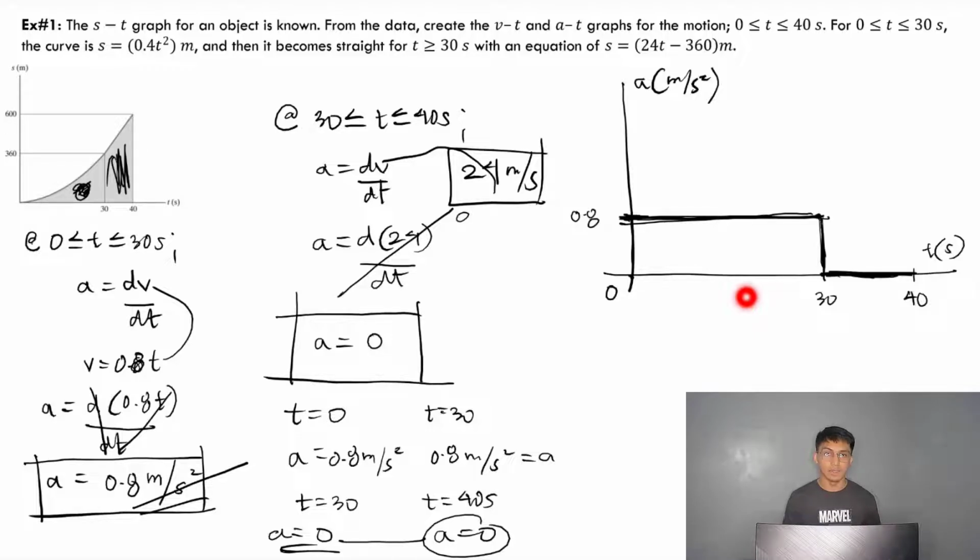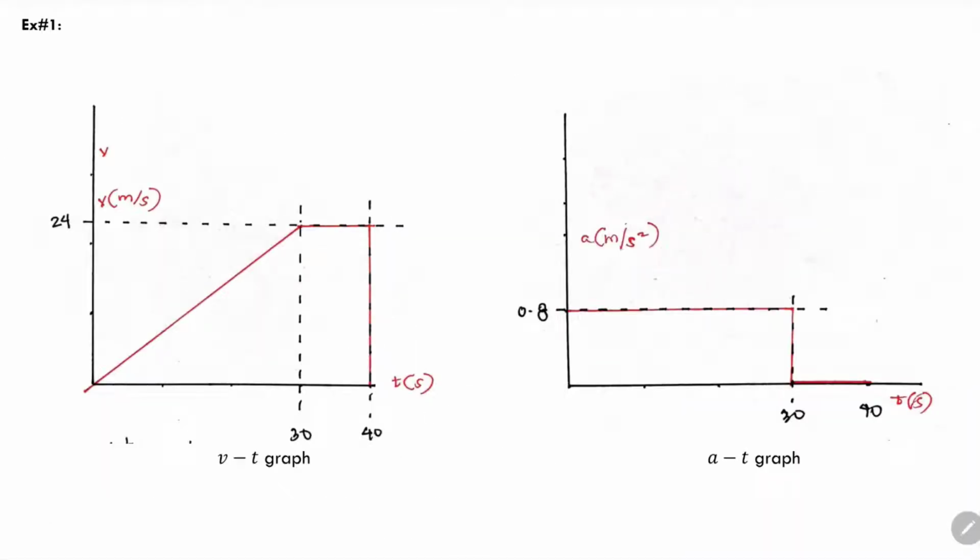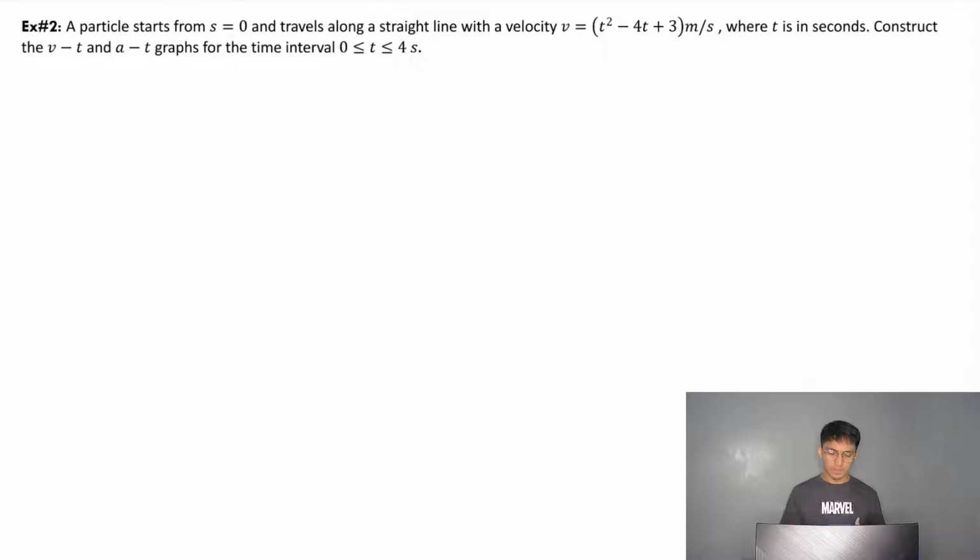So, for a slightly clear graph, ayan. So, this is the VT graph and this is the AT graph. Medyo clear ng onte. Next, for example number 2, problem. A particle starts from s is equal to 0 and travels along a straight line with a velocity of, given, again an equation, velocity naman ang given sa atin, t square minus 40 plus 3 meters per second.